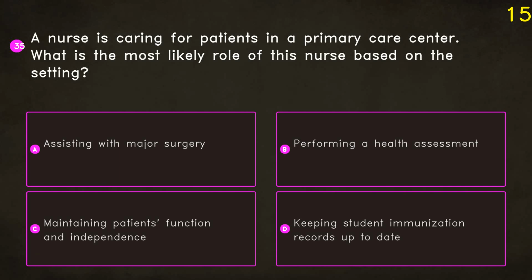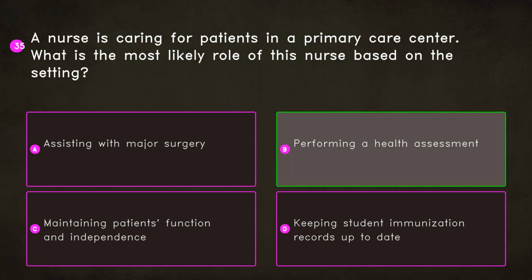Question 35. A nurse is caring for patients in a primary care center. What is the most likely role of this nurse based on the setting? A. Assisting with major surgery. B. Performing a health assessment. C. Maintaining patient's function and independence. D. Keeping student immunization records up to date.